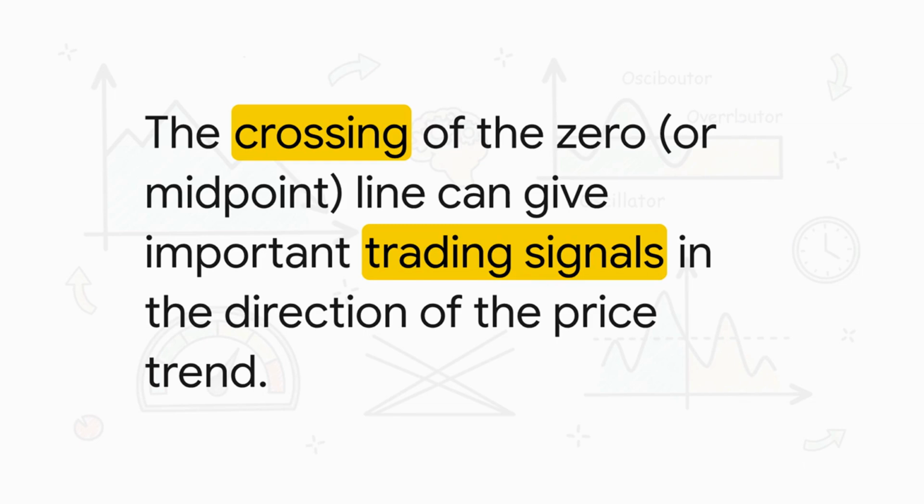A cross above that line can be seen as a buy signal, suggesting that positive momentum is taking charge. And, you guessed it, a cross below it acts as a sell signal, meaning negative momentum is now in control.